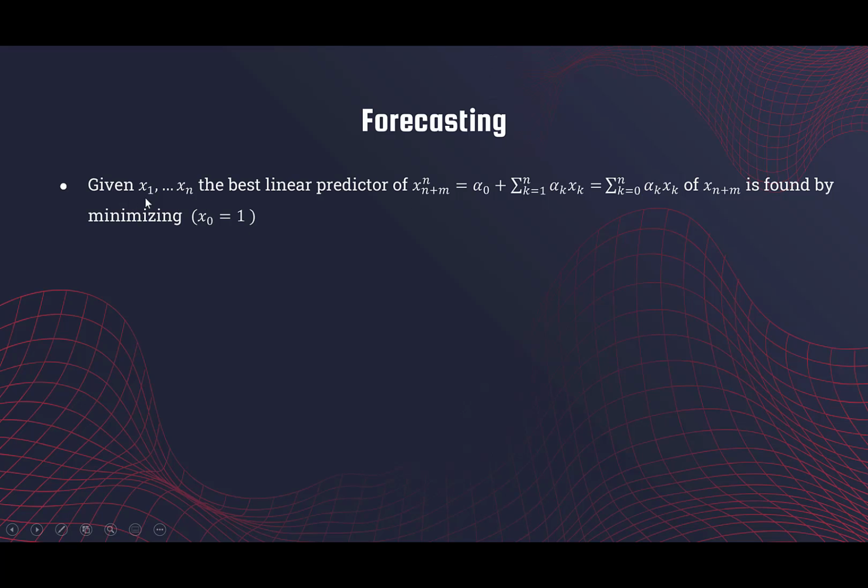Now suppose we have points x1 to xn, and we want to predict x_{n+m} based on these n points, then this is a linear equation. So instead of writing this as alpha plus this, I can have this variable x0 equal to 1, and then I can combine these two terms in this one way. I can write it as k goes from 0 to n, where x0 is 1 and alpha0 is the intercept. This is just a more convenient way of rewriting this linear combination.